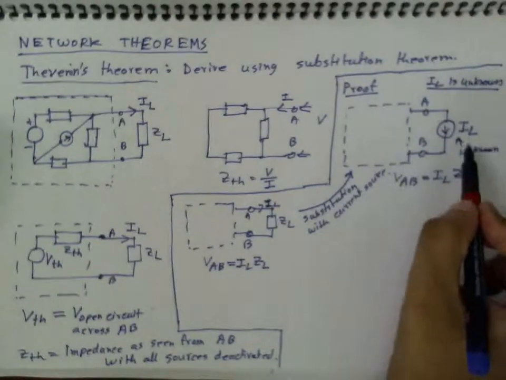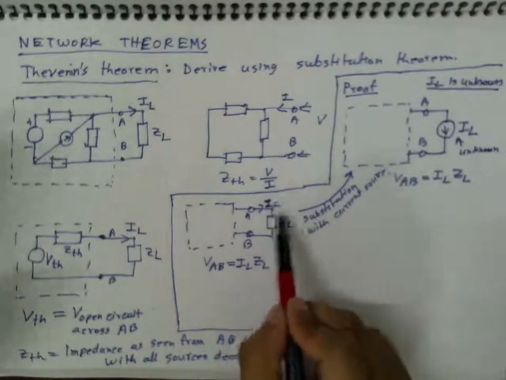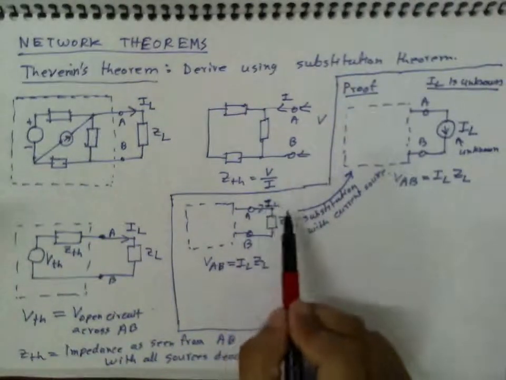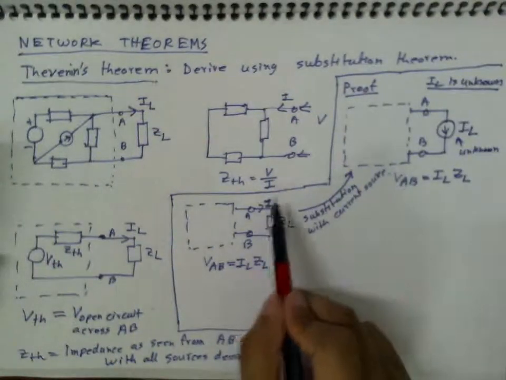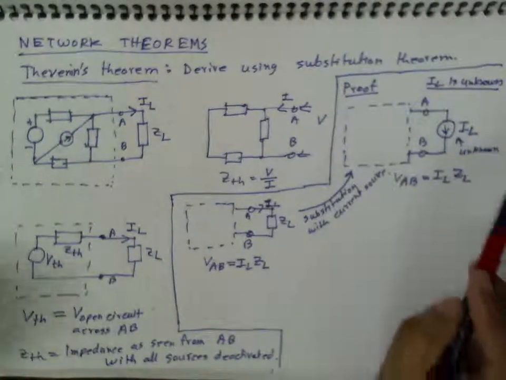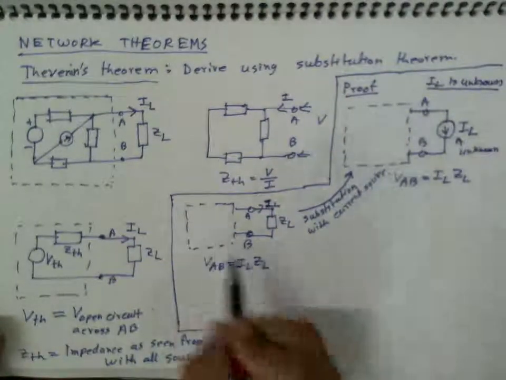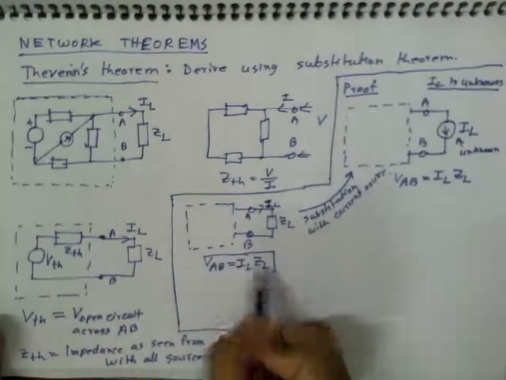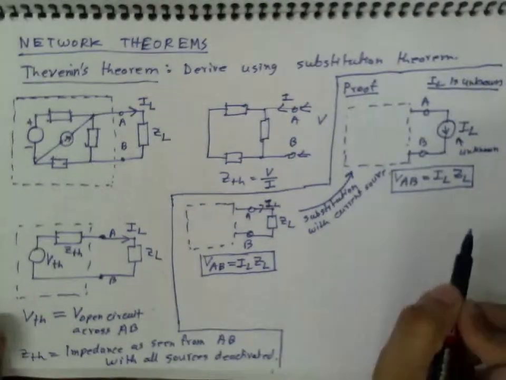But assume that we knew IL. Let this be just an algebraic variable like x, which is unknown, which we will solve for later. If we knew this x, IL, we could have done this substitution. You might be thinking of this. So what did we say? If this was VAB in the original circuit, according to the substitution theorem, this should also be VAB in the modified circuit.